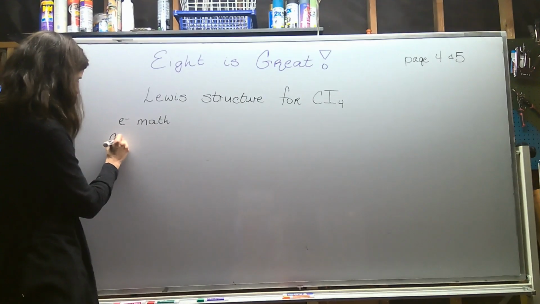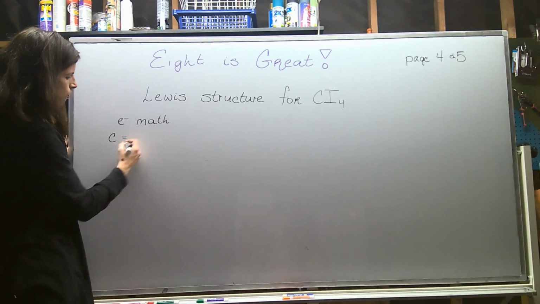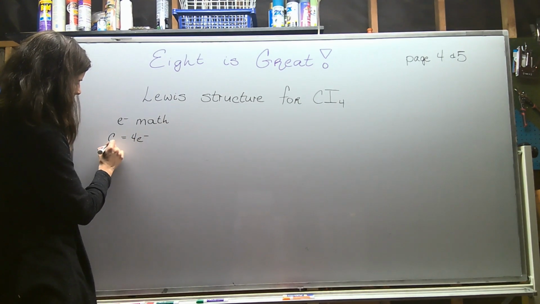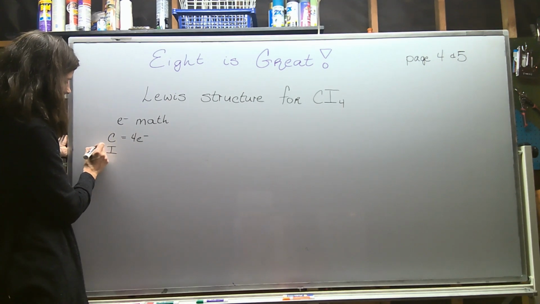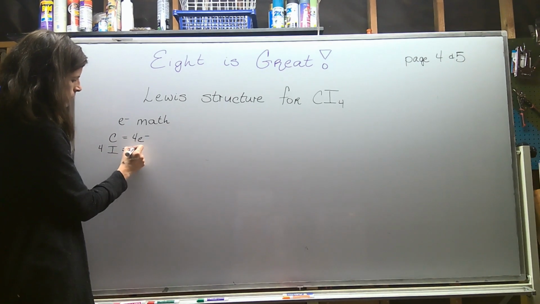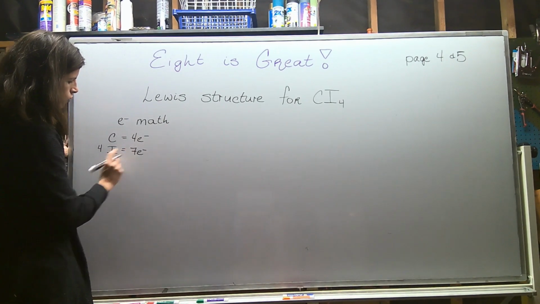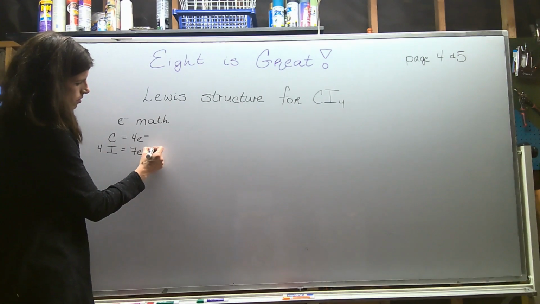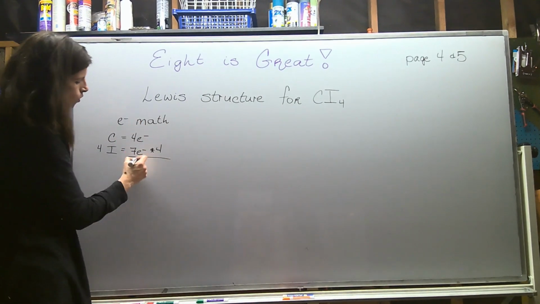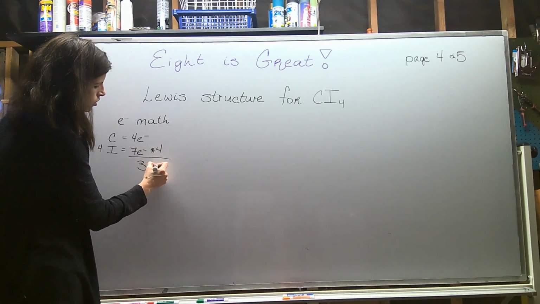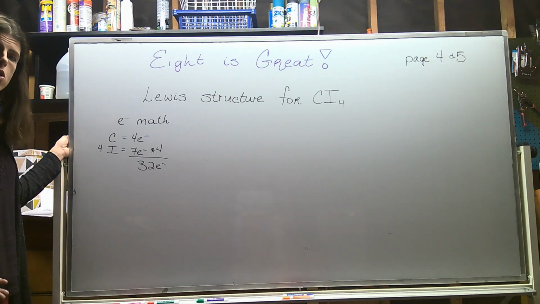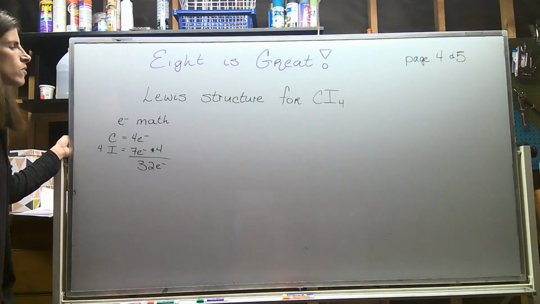So for carbon, since carbon's in group 4, I'm going to do 4 electrons. And then we have iodine. And there's 4 of them. Iodine is in group 7, so I'll do 7 electrons, but since there's 4, I need to multiply by 4. So 28 plus 4, this structure should have exactly 32 electrons. It can't use more, it can't use less.